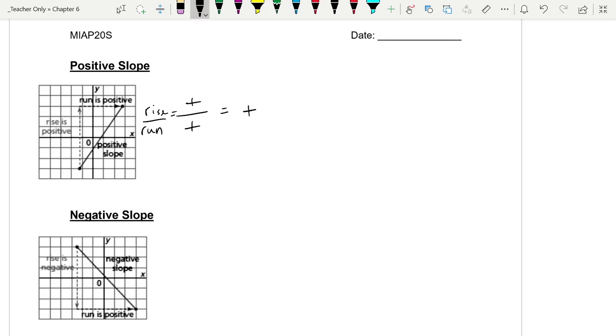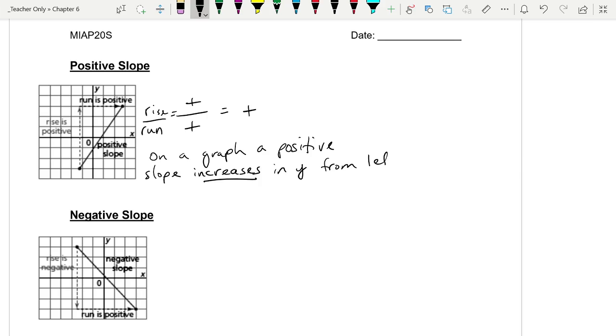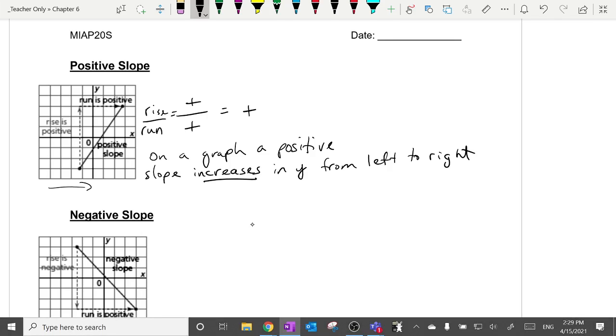So you can write this down, and I know you have less space to write than me, so you might want to write small. You can think of this as, on a graph, a positive slope increases in y from left to right. So as I look on this page from the left to the right, the line's going up. That's why it has a positive slope.